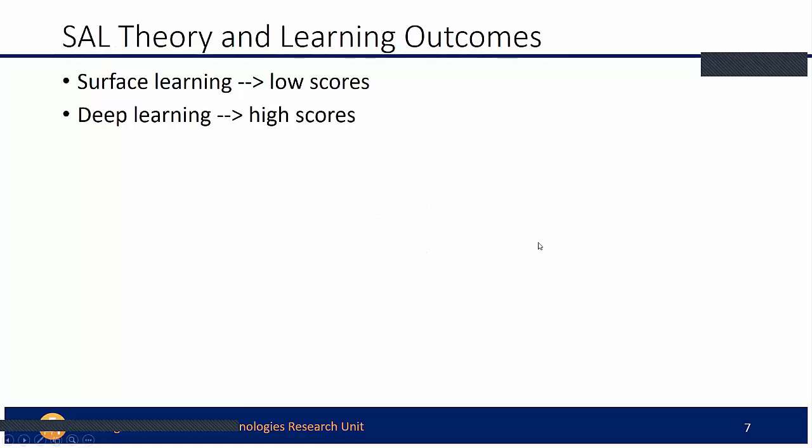So the surface and deep learning approaches are also related to learning outcomes. That's why we are interested in this kind of research. Based on the previous research, not all of them but most of them found that surface learning is related to low scores. On the other hand, deep learning is related to high scores.